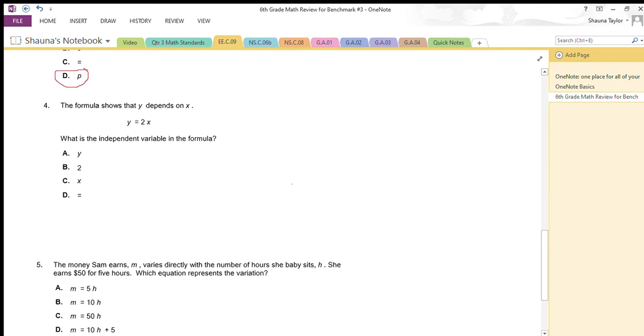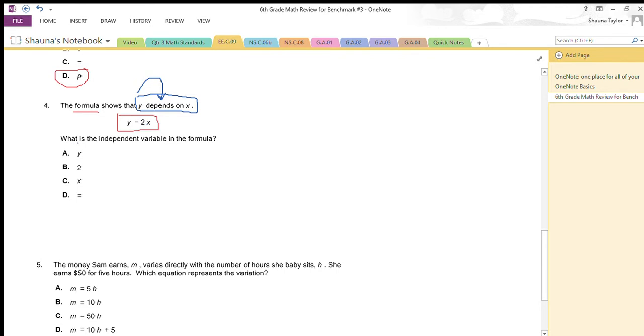Okay, number 4. The formula shows that Y depends on X. So formula, they give it to us here. Now let's see what it says right here. I'm going to change my color. It says Y depends on X. Y depends. So Y is my dependent. So Y depends on whatever this X is doing.